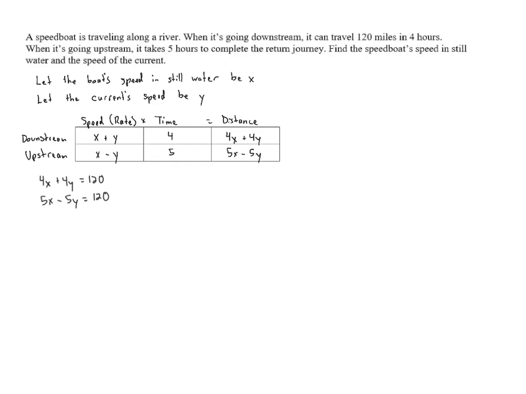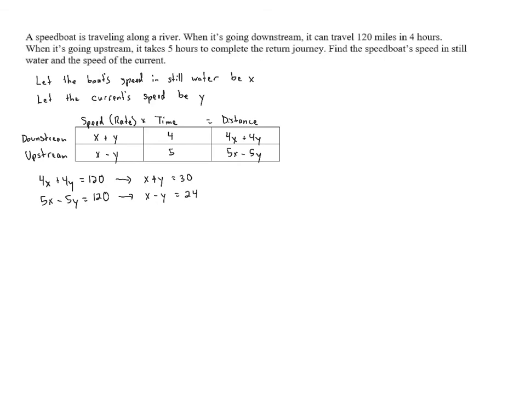We're going to do the same trick that we did in the last problem. We're going to divide each of these equations by a number to get smaller coefficients and simpler equations to work with. In the first equation, each term is divisible by 4. So dividing by 4 gives us x plus y equals 30. And in the second equation, each term is divisible by 5. So when we divide by 5, we get x minus y equals 24.